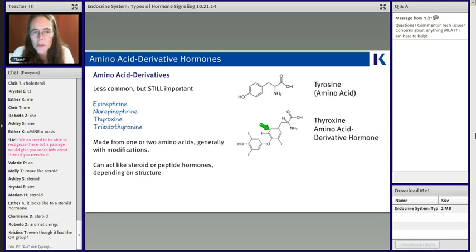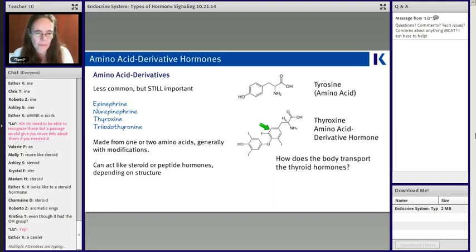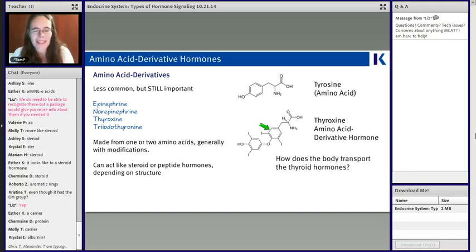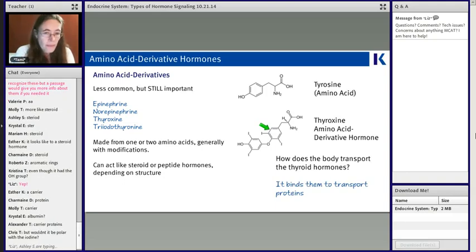How is it going to be transported if we're talking about specifically a thyroid hormone? Yes, a carrier protein. A carrier protein could be albumin, could be another type of globulin, but it has to have that steroid protein.